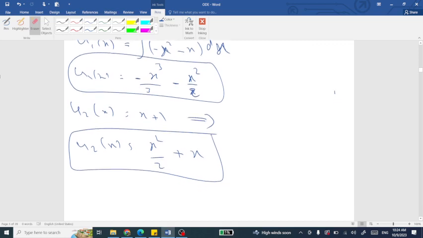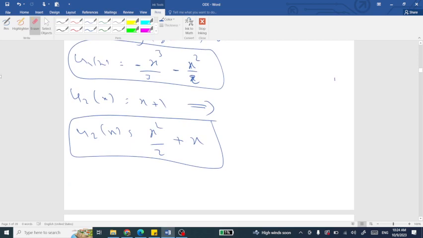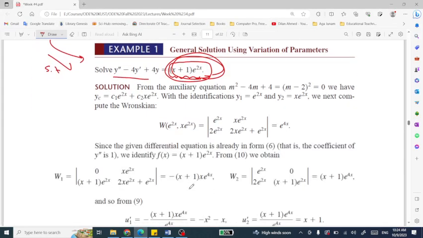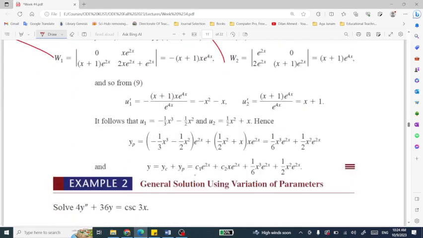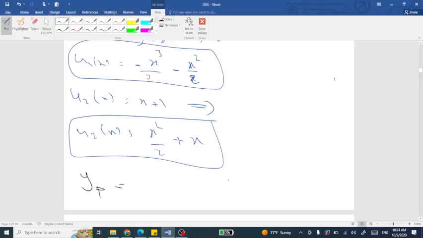Good. W1, W, okay, so now I say I will get YP, the particular solution. What's equal to what? Look at here, look at here, look at here. So I'll get what? I'll get what?